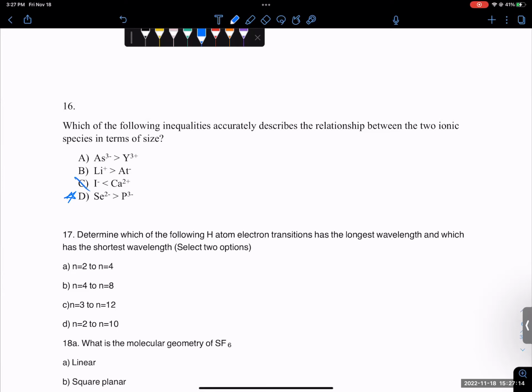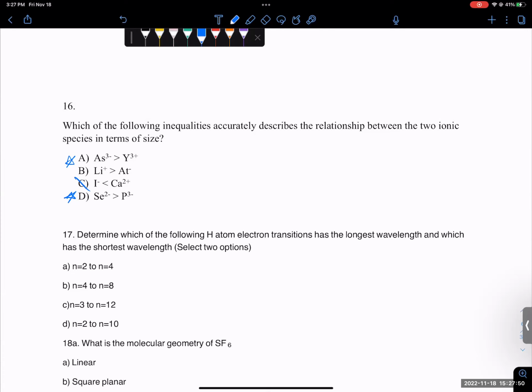Li+ is smaller. What about A? Anions are bigger, so Cl- is greater than Cl. So As3- has the configuration of krypton, and Y3+ would have the configuration of krypton as well. So which one is going to be bigger? These are isoelectronic species. The cation. Okay, exactly. So there's actually two answers for this one. Like you said that? I said A. I didn't even look at the last one.